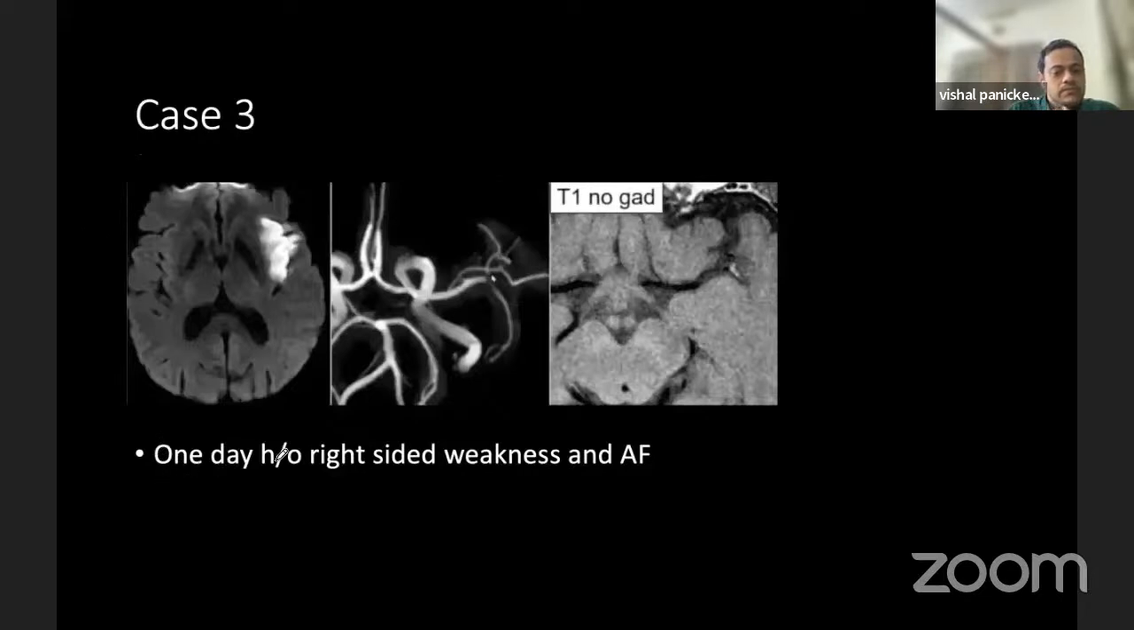This is a patient with right-sided weakness, and she has atrial fibrillation also, and the MR imaging shows a left-sided MCA territory infarct, and the MR angio also shows an M1 cutoff. And this is the vessel wall imaging. This is a non-contrast vessel wall imaging showing a hyperintensity, that is a vessel wall abnormality at the sylvian fissure. Is it a dissection or atherosclerosis?